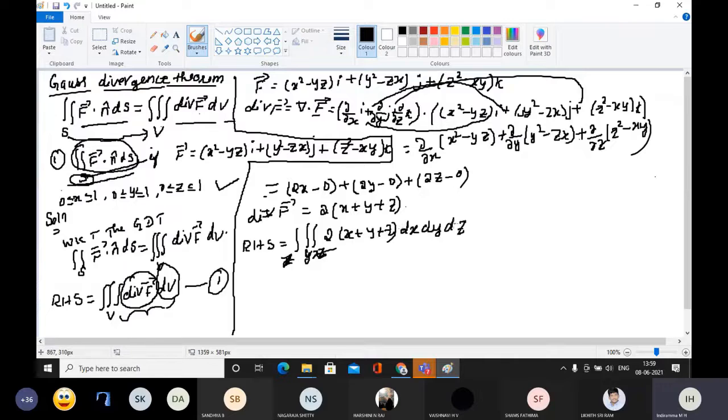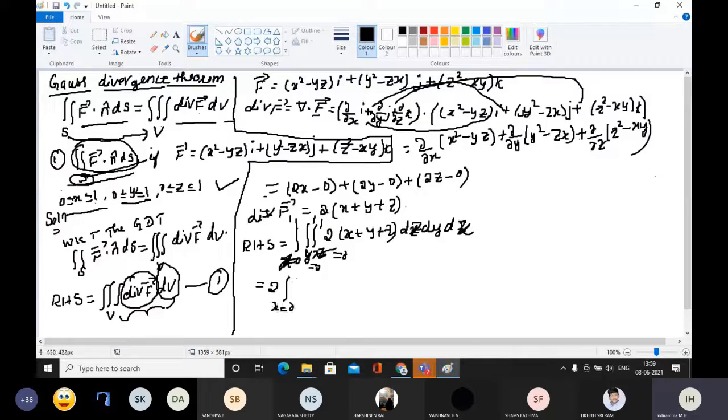But instead of dx dy dz, what we have to do? dz dy dx. We have to change according to that. So now, x varies from where to where? 0 to 1. They are given directly in the question itself. So no need to draw the diagram. Y varies from 0 to 1 only. Z also varies from 0 to 1 only. Okay, so now integrate. All of you know how to integrate.